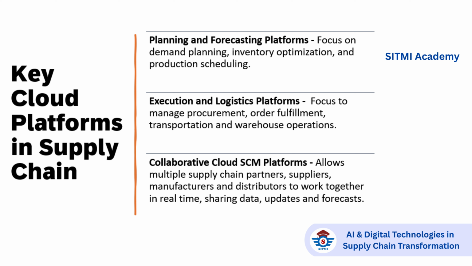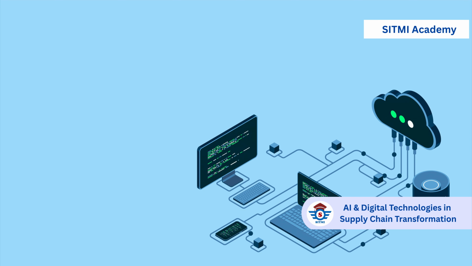Another type is collaborative Cloud SCM platforms, which allow multiple supply chain partners, suppliers, manufacturers, and distributors to work together in real time, sharing data, updates, and forecasts. Hopefully you can already see how each type addresses different needs, but together creates a fully connected supply chain.